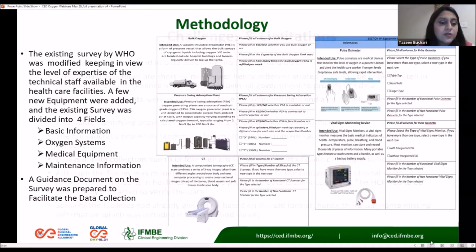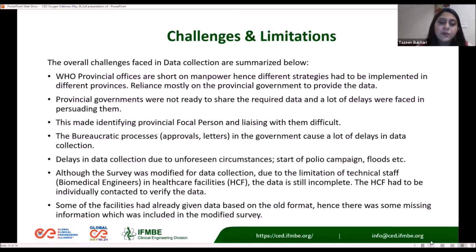A guidance document was also prepared, and we added pictures of the equipment, because in a lot of the healthcare facilities it was not necessarily a technical person doing it, so they needed to know exactly what equipment we are talking about. We covered everything we could, but the main problem was that we did face some issues.